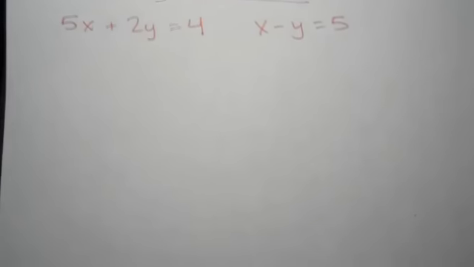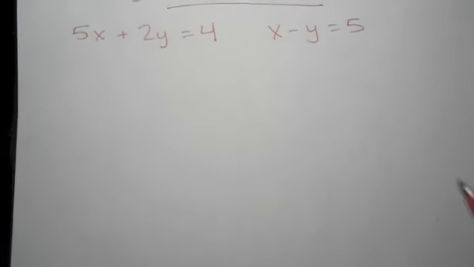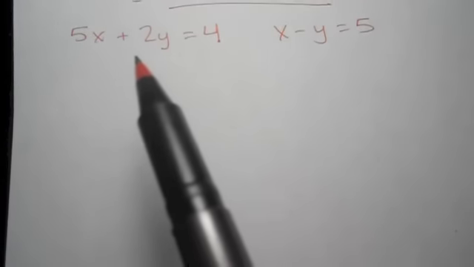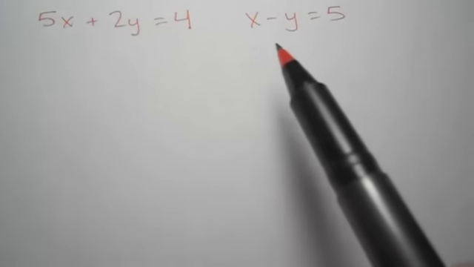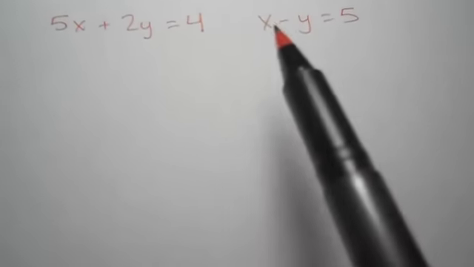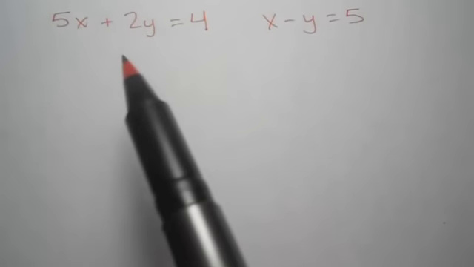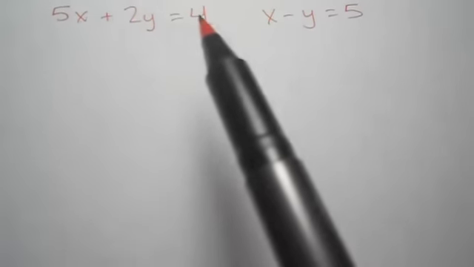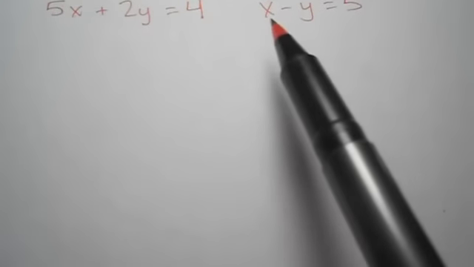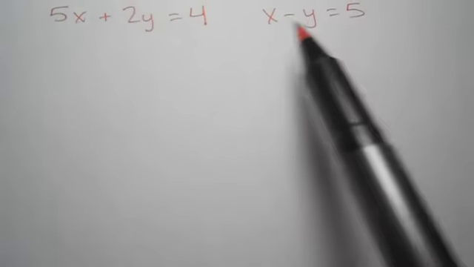Okay, so now we're on number 11. We're going to solve by elimination. We are given 5x plus 2y equals 4, and x minus y equals 5. Remember, when we're solving by elimination, we need to have the x and the y on the same side, and then any numbers go on the right side, so that our x's can line up and our y's can line up.